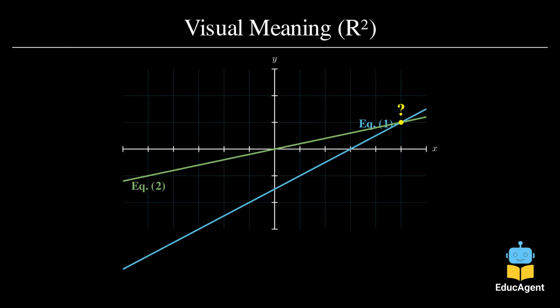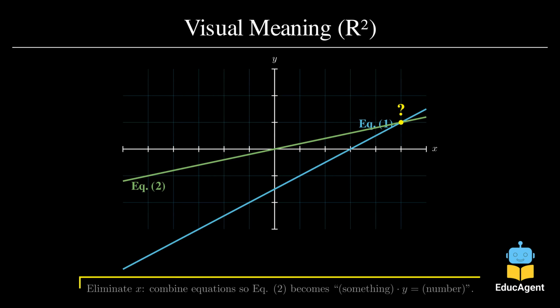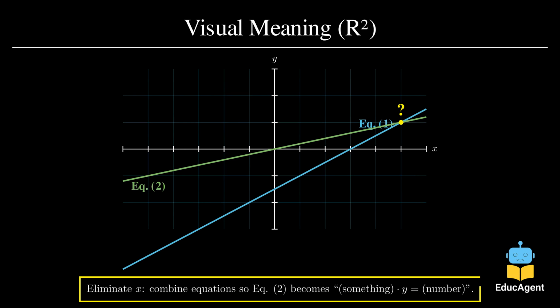Each equation graphs as a line. The solution to the system is their intersection point in the xy plane. Elimination is like sliding along one line's information to cancel x in the other equation, leaving a clean y equation.